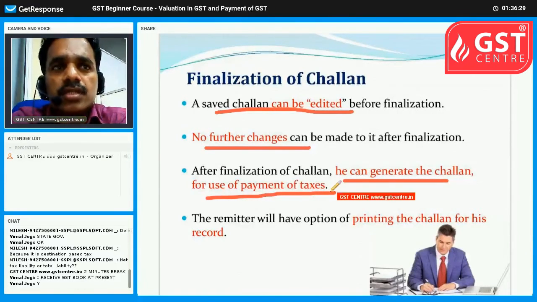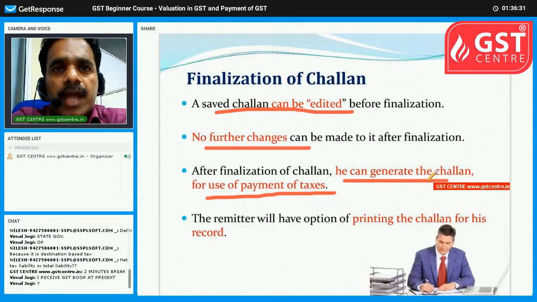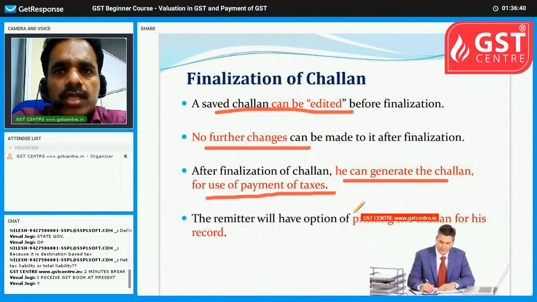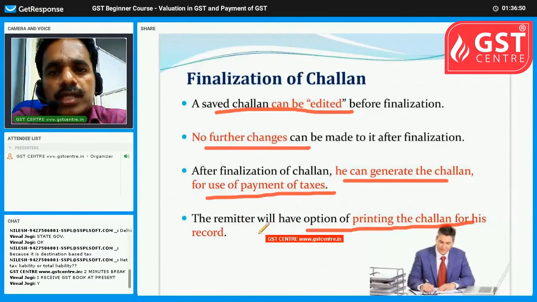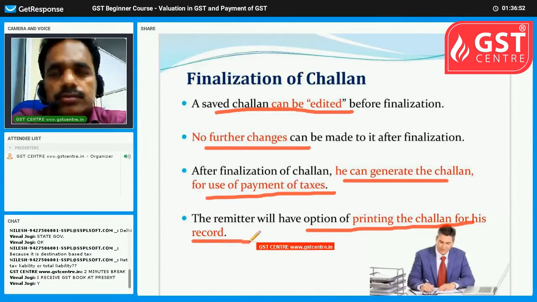Actually, in our intermediate courses, we are covering the practicals of this payment of GST. In this beginner course, we will understand what a challan is and how we can pay. But in the intermediate course, we will practically see how to make the payment. Then the remitter will have the option of printing the challan for his record.